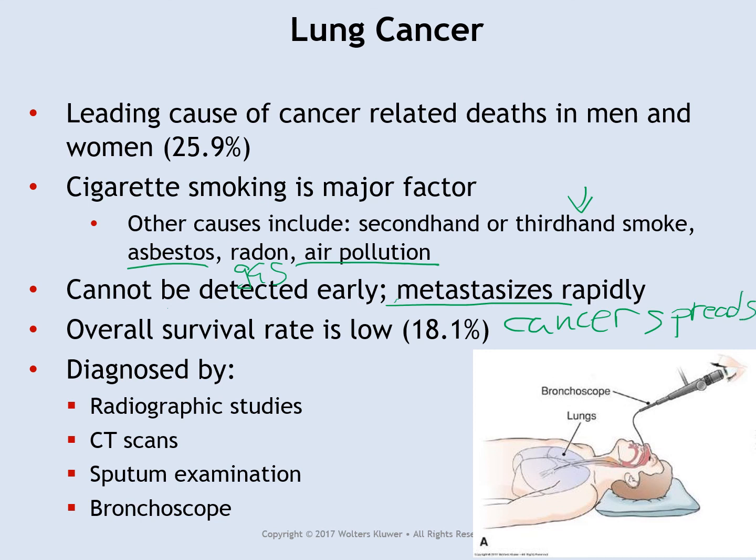The overall survival rate for lung cancer is pretty low. Only 18% of your patients will still be alive 5 years later. You diagnose lung cancer using usually an X-ray or a bronchoscope, sticking a camera down in the lungs to take a picture of what's going on.